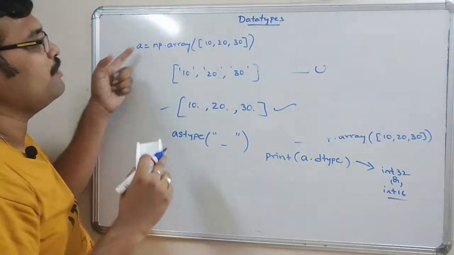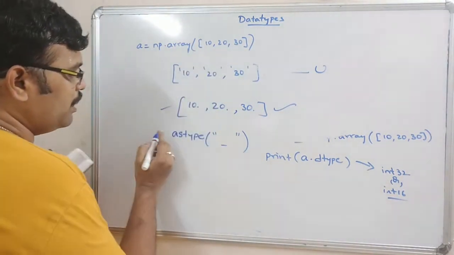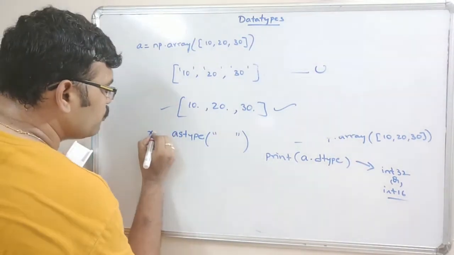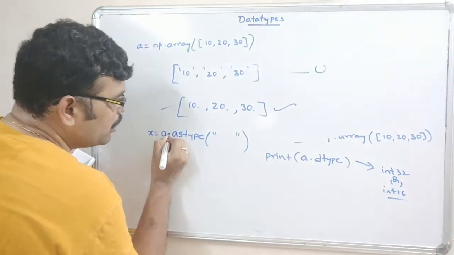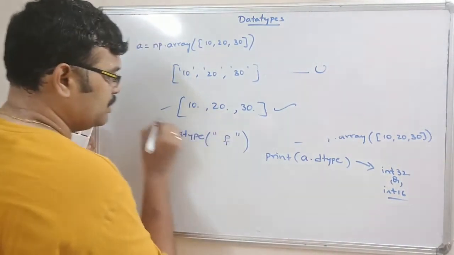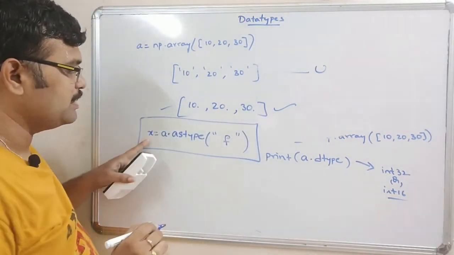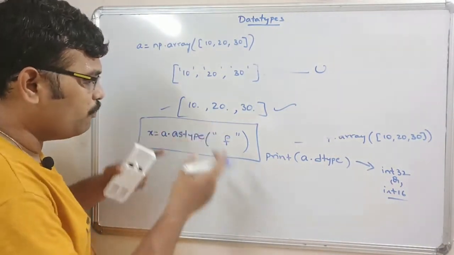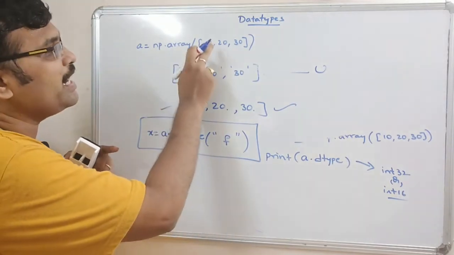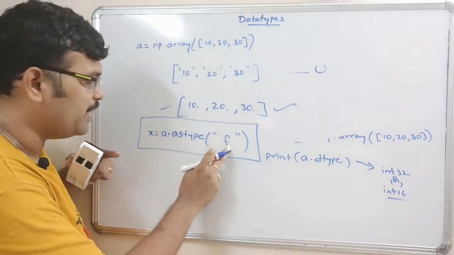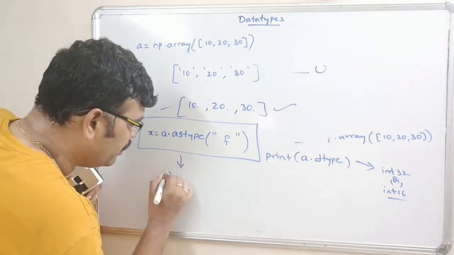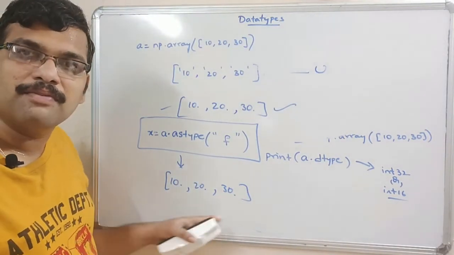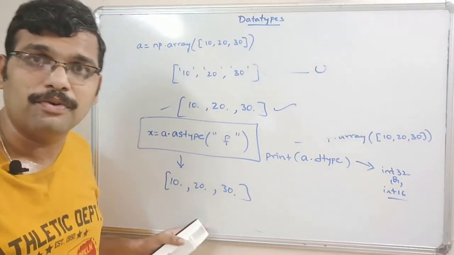So if you consider this one, we are giving some integer values, and here, x is equal to A dot astype of f. So this statement, x is another array. It will create another array with float data type. So which are we converting? Array A will be converted to float and assigned to x. So the result will be the same, 10. 20. 30. That means all the integer elements will be converted into float values.